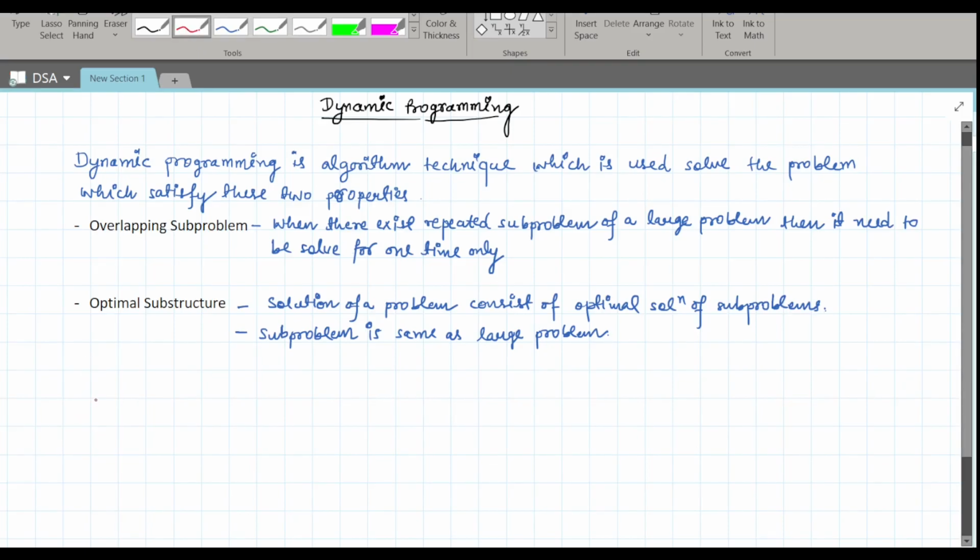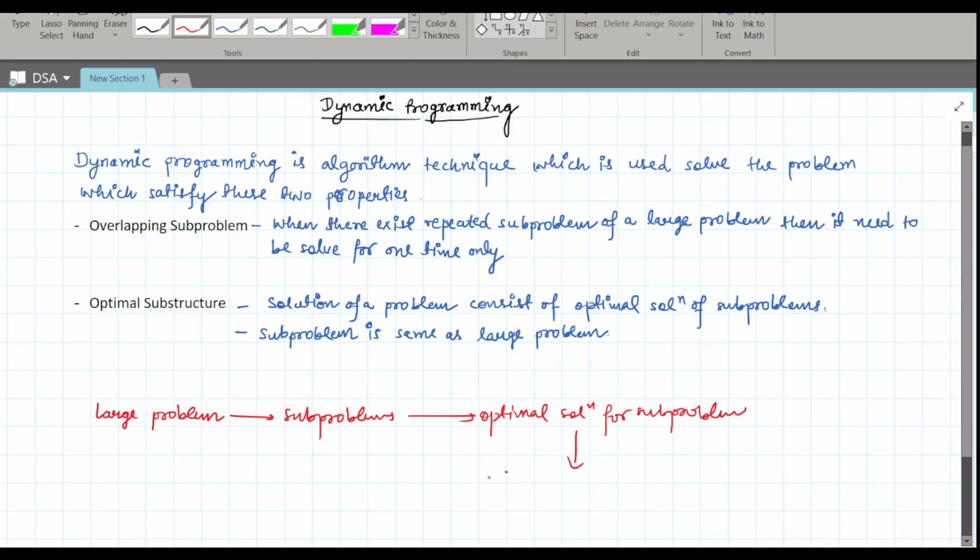In dynamic programming we are given a problem. We assume it is a large problem, and then what we do is divide the large problem into subproblems, and then we build the solution for the subproblems. That is, we find the optimal solutions for the subproblems, and then we use them to build the solution for the large problem.